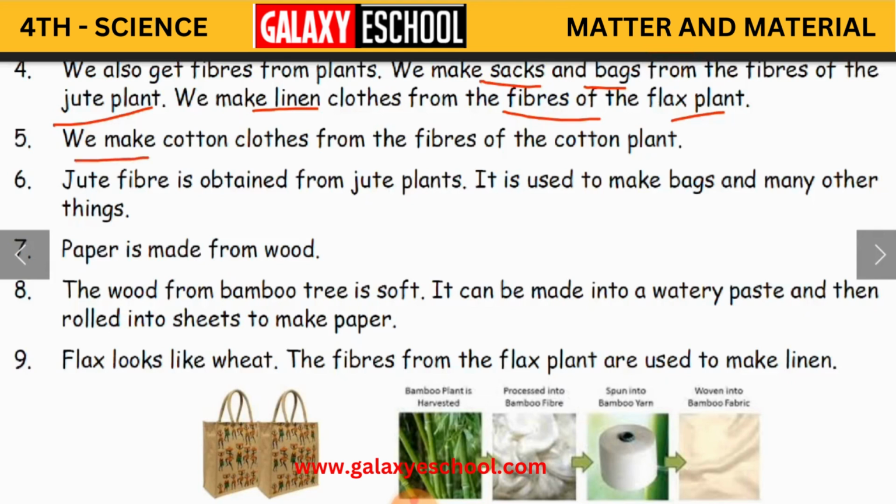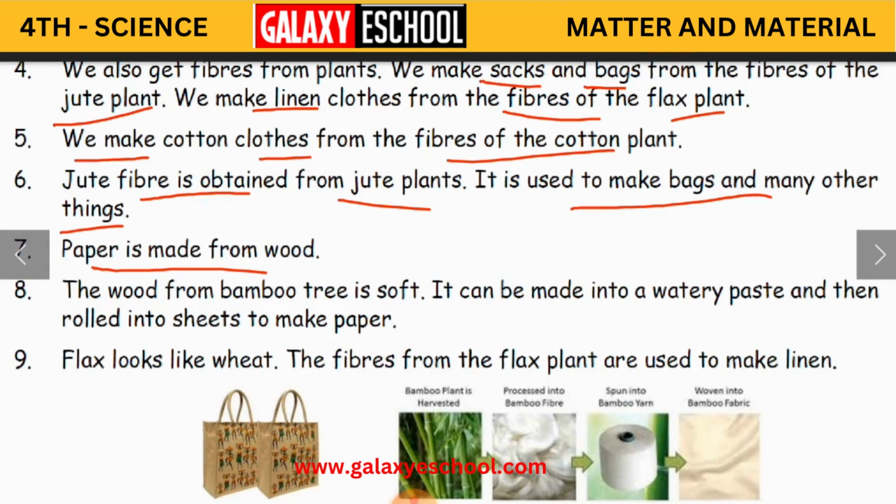And we make cotton cloths from the fibers of the cotton plant. Jute fiber is obtained from jute plants, and it is used to make bags and many other things. And paper is made from wood, from the bamboo plant. So we also make paper, and that is very much used in our daily life. Paper we use very widely in our daily life.